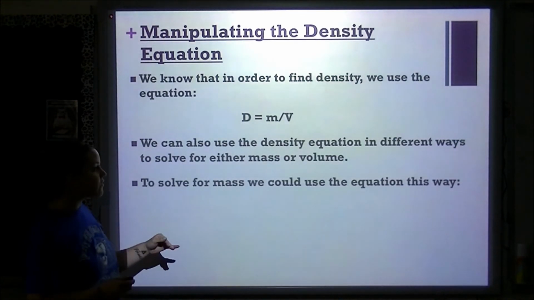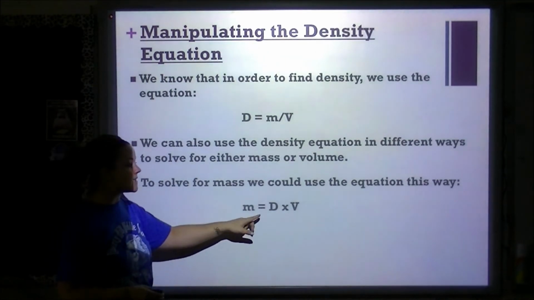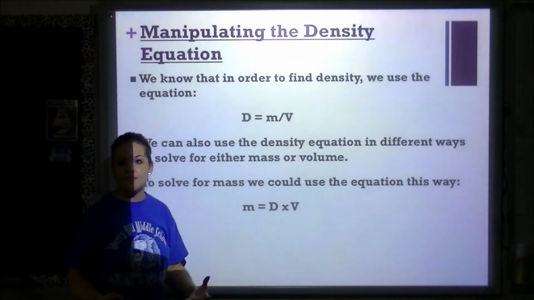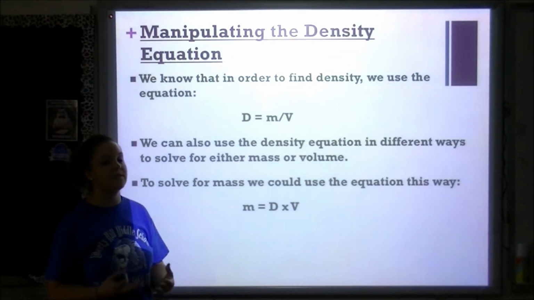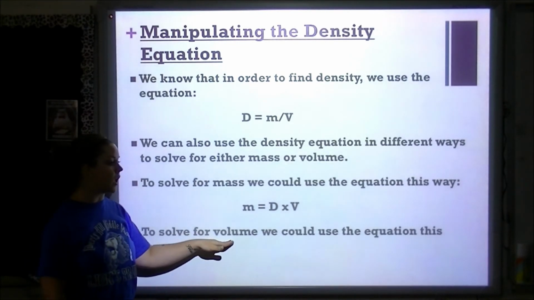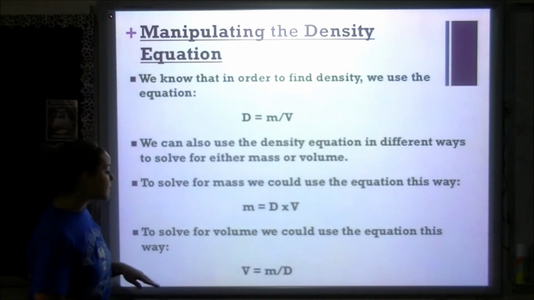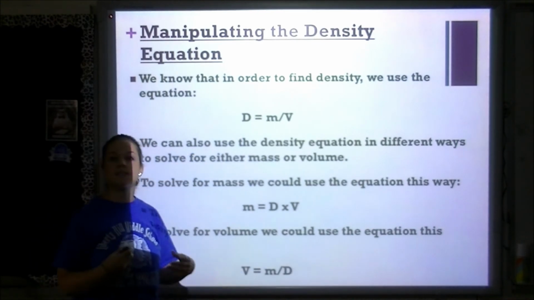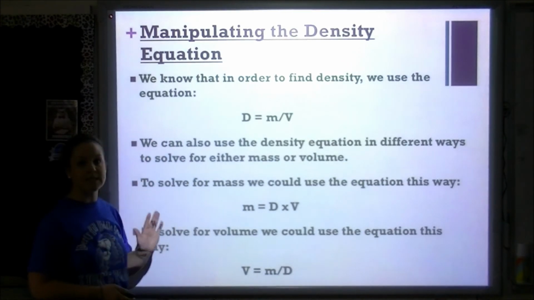If we have to solve for mass, we can set up the equation this way. We can say that mass equals density times volume. Okay, so that will give us an opportunity to solve for mass if it doesn't give it to us in a problem. We can also solve for volume by manipulating the same equation that we started with, and we can say that volume equals mass divided by density. These are three different ways that we can use the density equation.